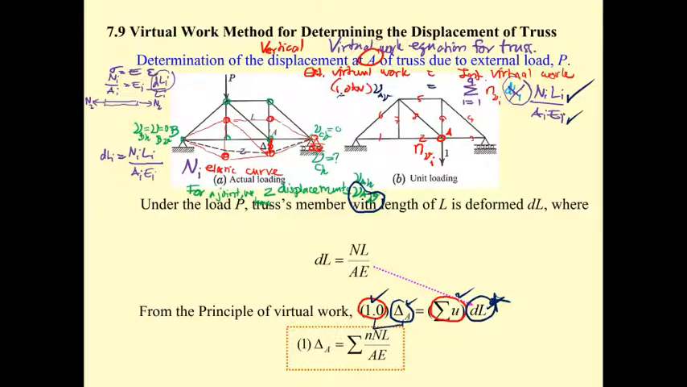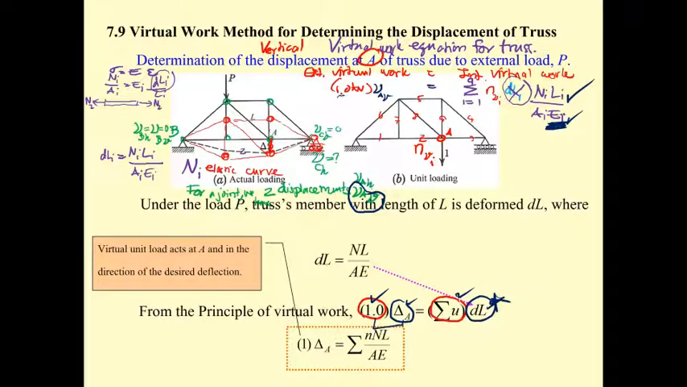But that is not realistic. No one is going to produce a truss with one member of steel, another of aluminum, another of copper, another of brass. No one produces that kind of truss. So most of the time, E of every member of the truss is going to be the same. Now we can conclude that 1 is the virtual unit load that acts at A, in the direction of the desired deflection, the vertical direction.